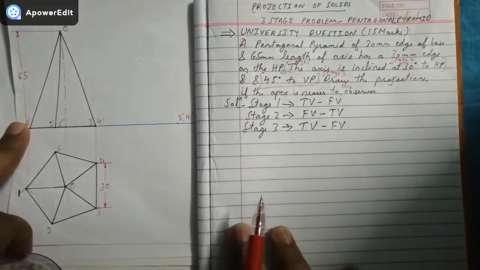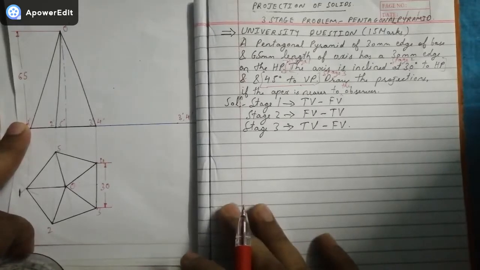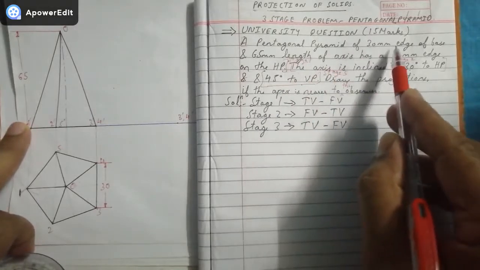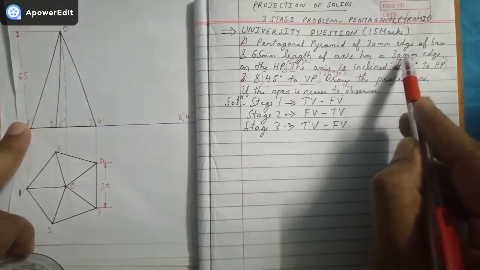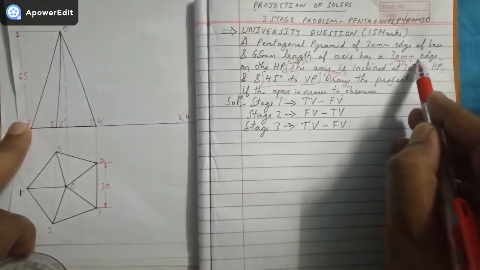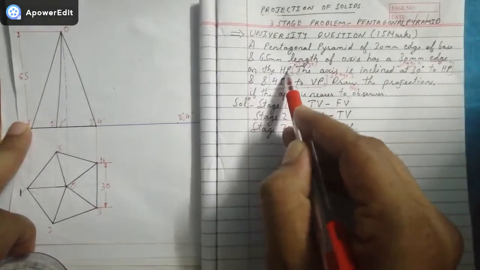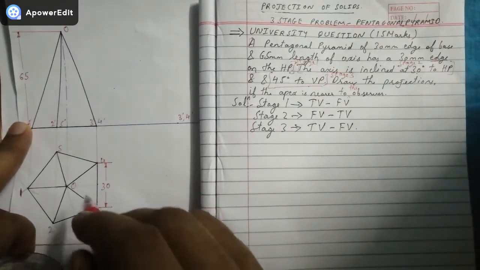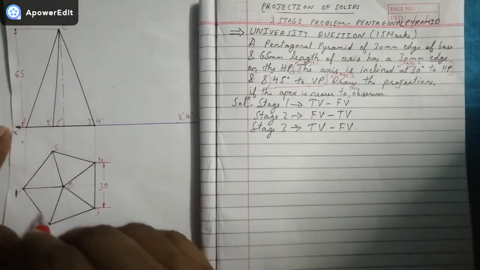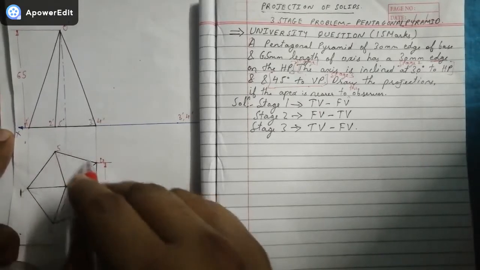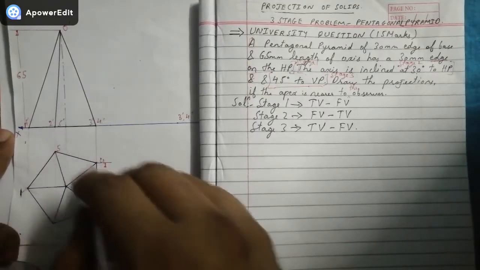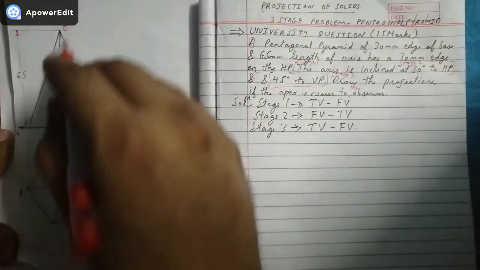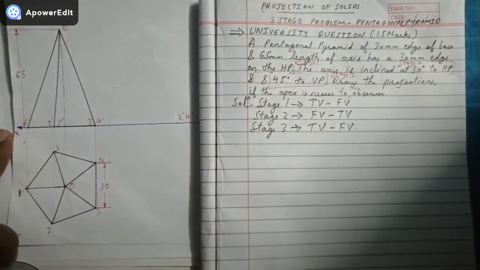Before starting the problem, friends, let us identify from where we are supposed to start. Since it is given clearly that a pentagonal pyramid of 30 mm edge of base and 65 mm length of axis has a 30 mm edge on HP, the edge is going to lie on the HP. That is why the true shape of the base will be seen in the top view, and that is why we draw the top view first. So the pentagon is seen in the top view. The projections are taken and accordingly we get a triangle in the front view, and this is how stage 1 is constructed.